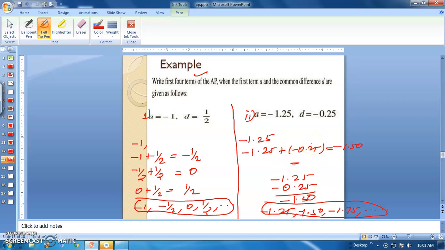So if you need to find an AP, we definitely need the a value and also the d value. Without these two it is not possible to form an AP. I think everyone has understood what we have seen in today's video. If you did not understand, go through the video once again.